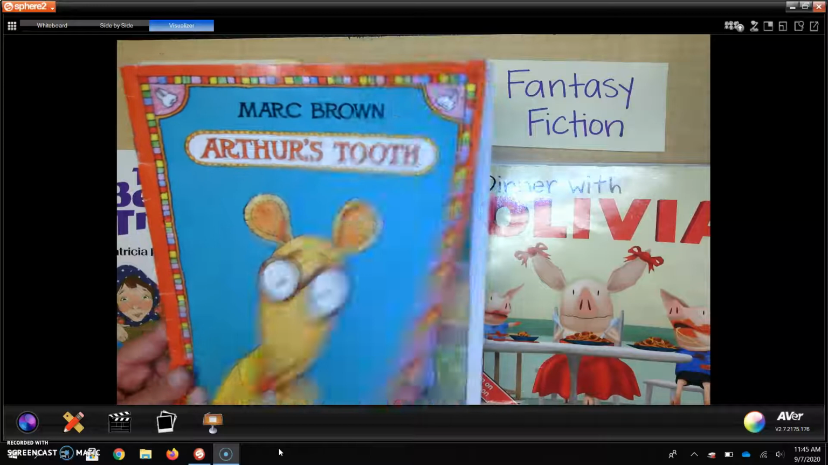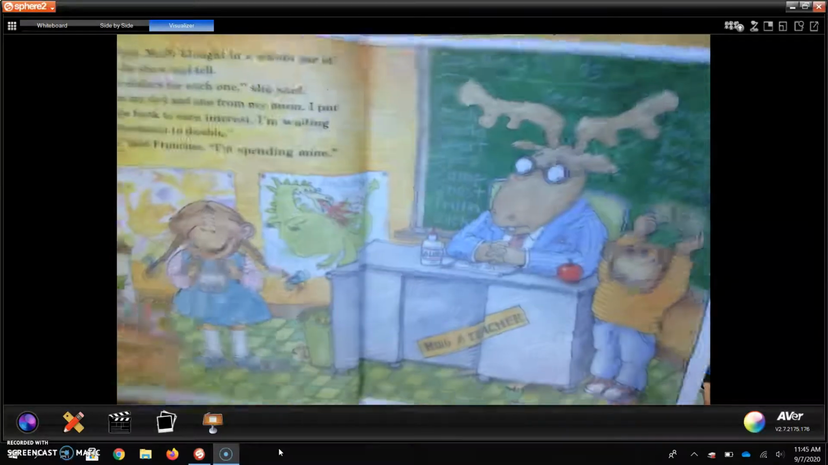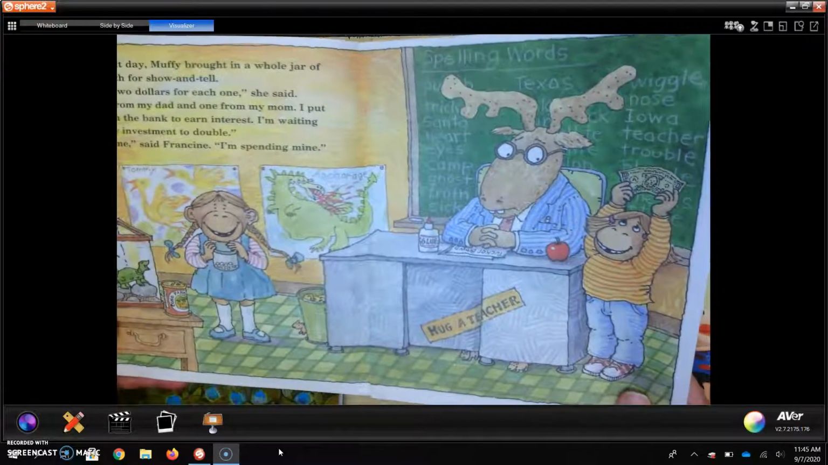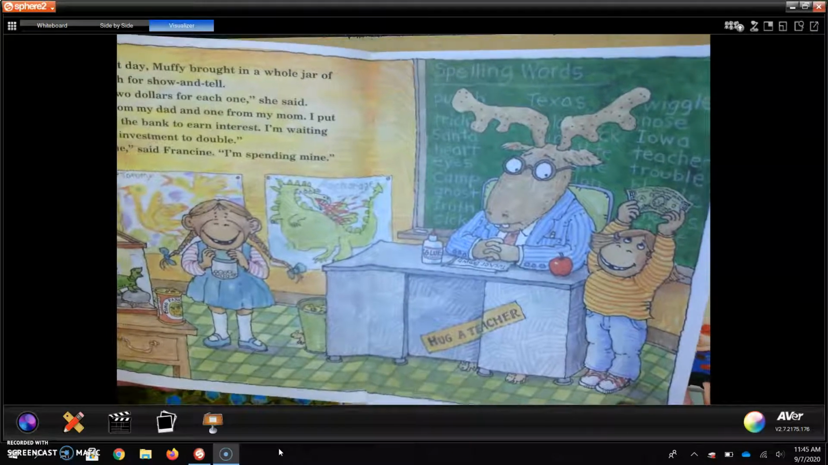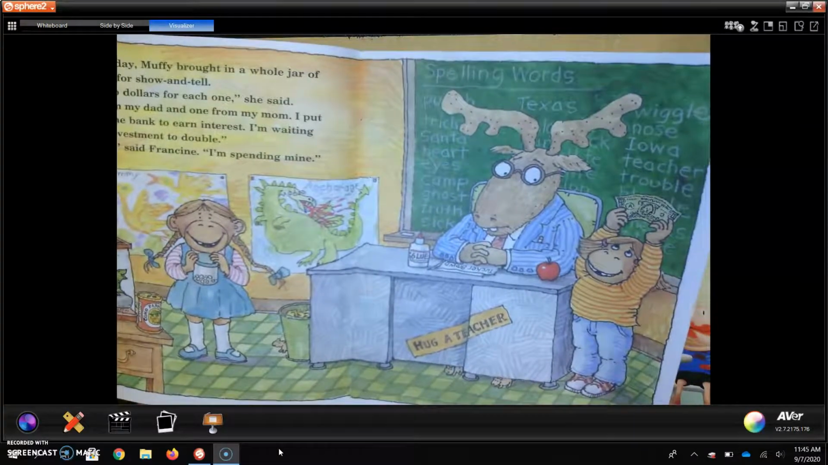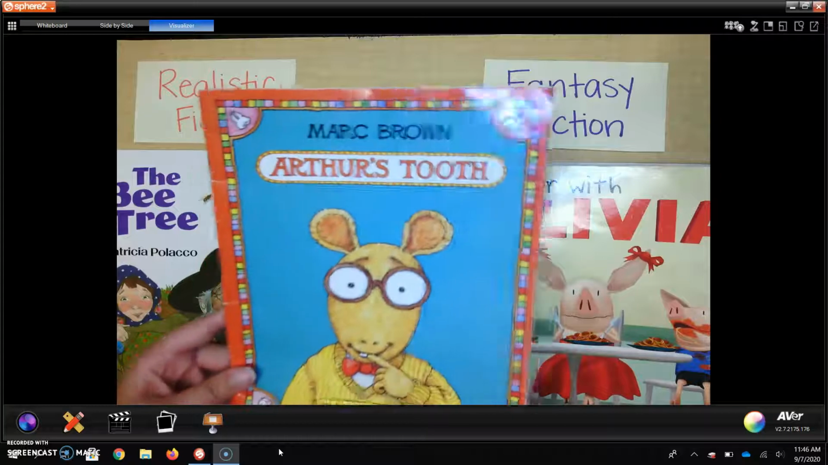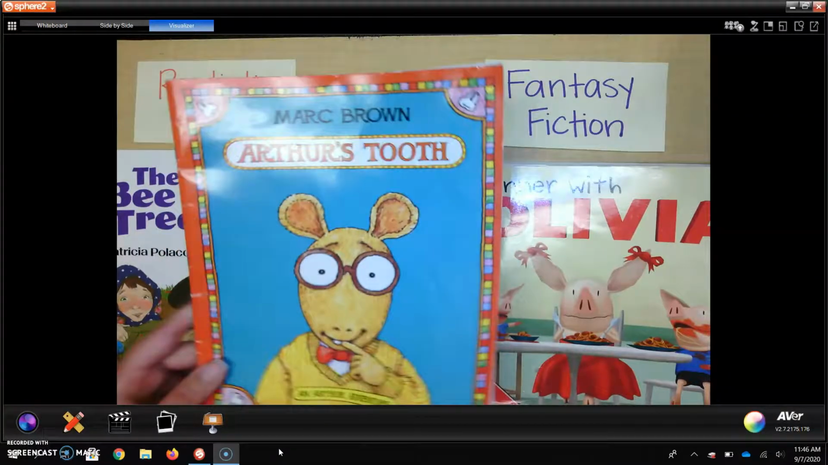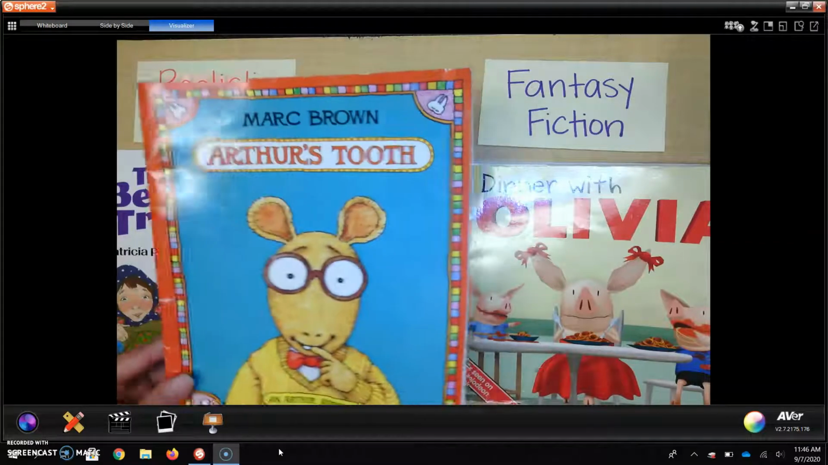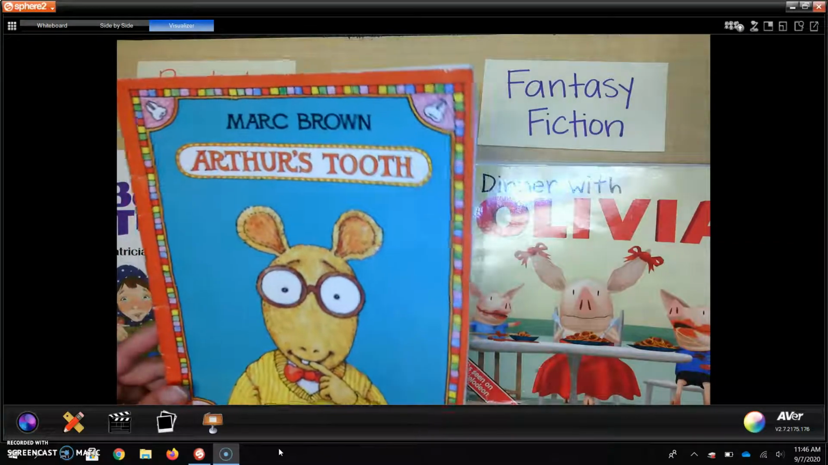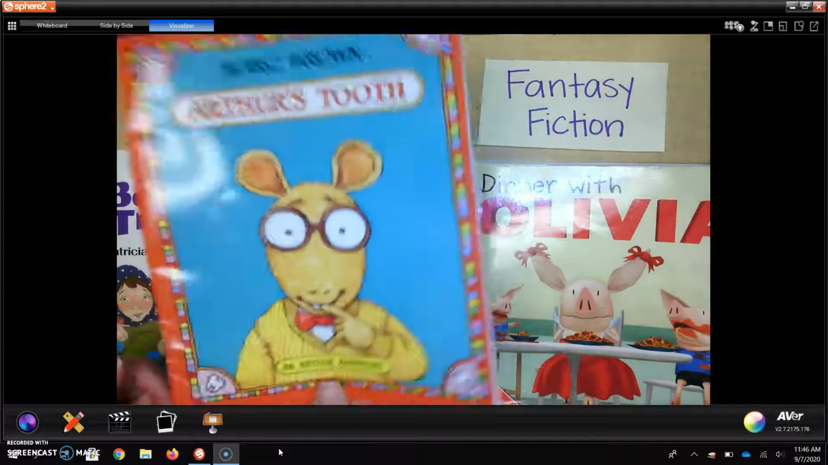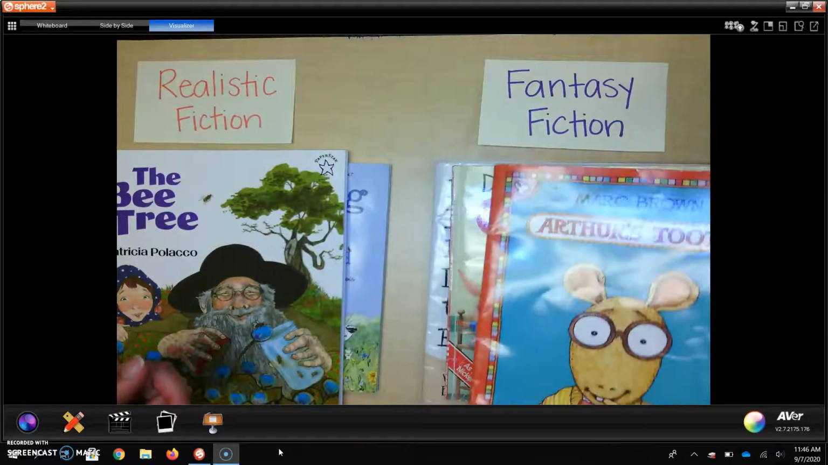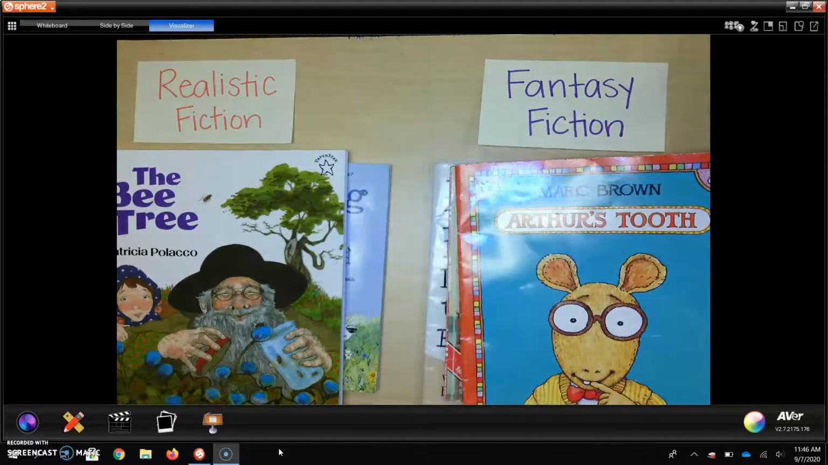So in this book, we know that Arthur and his friends are a bunch of different kinds of animals, and they all go to school, they all wear clothes. So this is an easy one, and they all talk as well. So we know that in real life, this type of book and this type of story would never happen because animals don't wear clothes, animals don't go to school, and they don't act like humans. So Arthur's Tooth goes under fantasy fiction because it's completely made up.